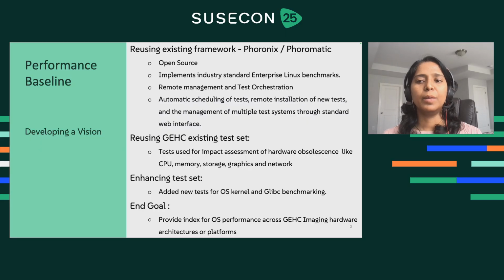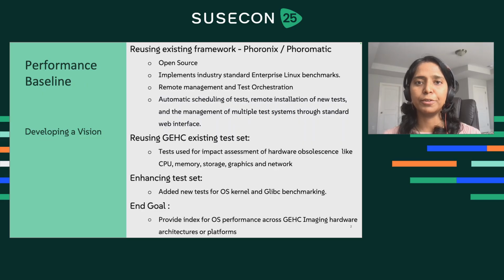To develop a performance baseline for OS releases, we began by analyzing the existing testing framework used by the CSS team, which is Onyx. This framework offered numerous advantages, one being open source. It's actively managed by a huge community, incorporating the latest industry standard Linux benchmarks. It also streamlined the process of test orchestration, automatic scheduling, and managing multiple test systems.